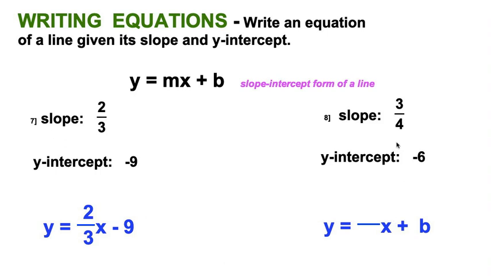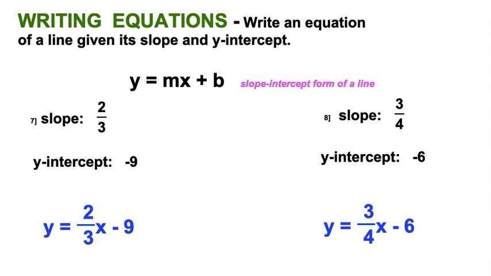If I have a slope of 3/4, 3/4 as we like to say, I'm simply going to write 3/4. Plus a -6, I'm just going to say -6. Easy squeezy. Now I can visualize both of these lines.